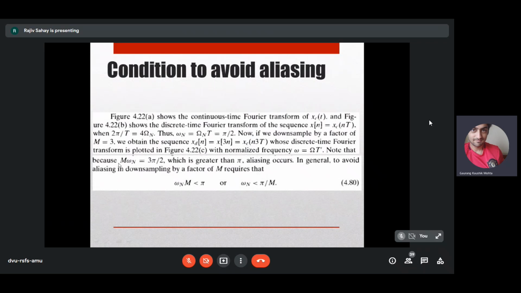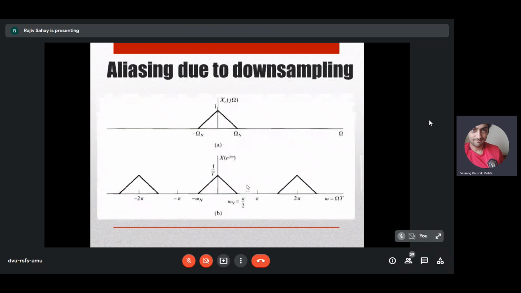Because M into omega N is equal to 3 pi by 2, which is greater than pi, aliasing occurs. So in general, to avoid aliasing in downsampling by a factor of M, it requires that omega N times capital M should be less than pi, or omega N should be less than pi by M. So your omega N should be restricted not to pi by 2, but to pi by 3 if you want to downsample by a factor of 3. To do that, you need a pre-filter, an ideal low-pass filter, applied on the frequency spectrum of x of n, because you are going to downsample x of n to x of 3n.